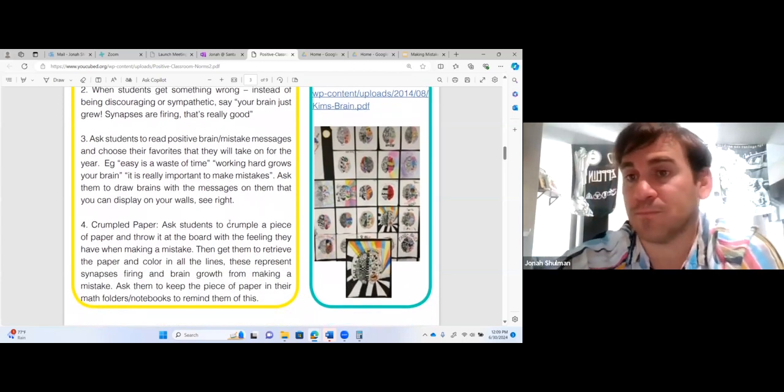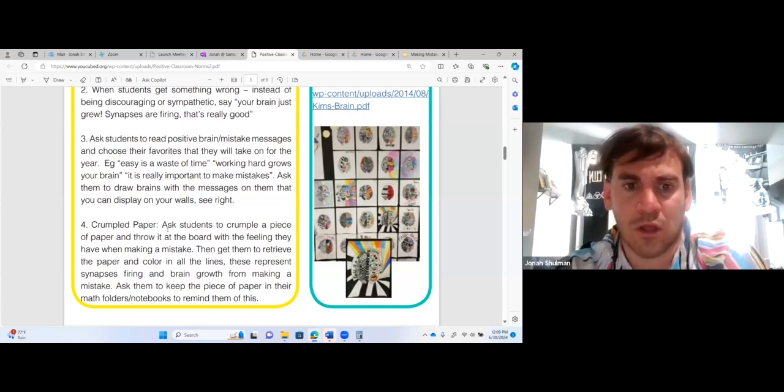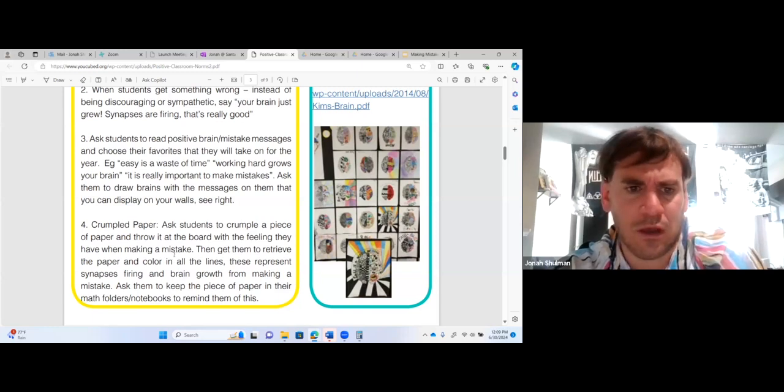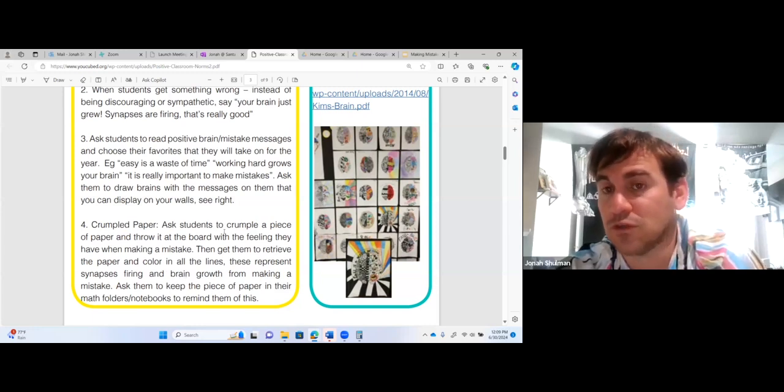This is the one I've used. I've used this crumpled paper before, and I'll give you the activity I use for it. Students love this one. I've used it in higher level math as well. Ask students to crumple a piece of paper and throw it at the board when they feel they've written a mistake. Then get them to receive the paper and color in all the lines. The lines represent all the synapses firing while they were making the mistake. And ask them to keep the piece of paper in their folders to remind them of this.